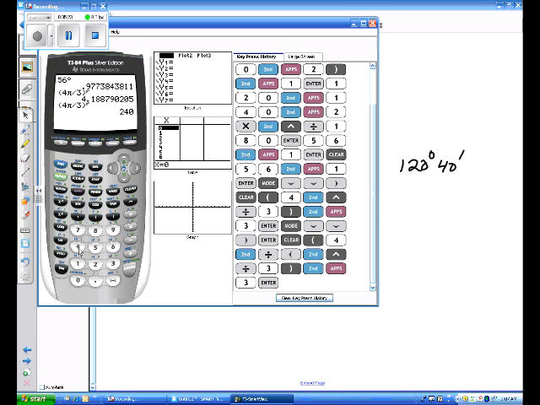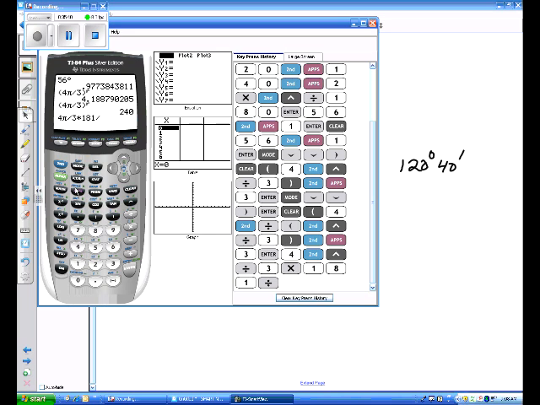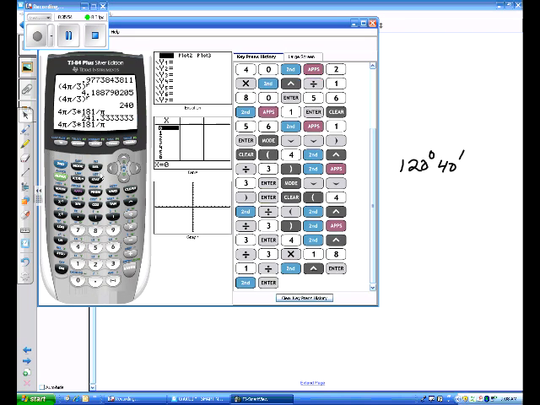And again, we could have done 4 pi divided by 3, then times 180 divided by pi. And it turns out, I put 181, not 180. So let me go back and change that.